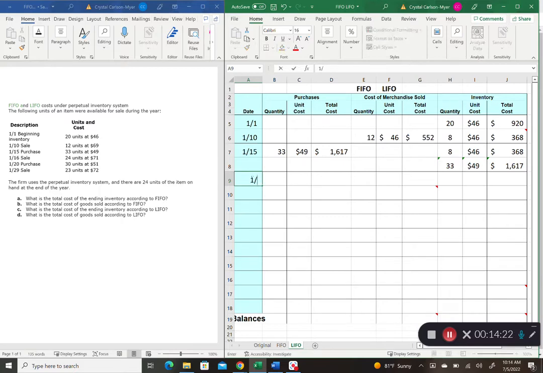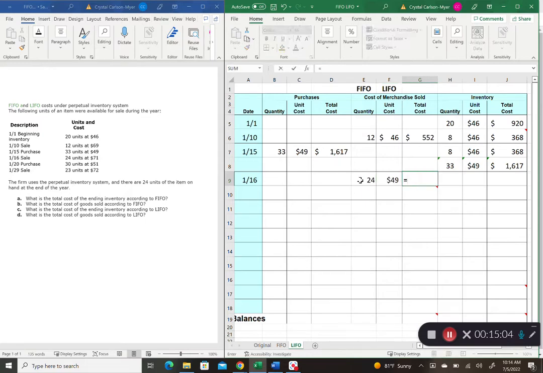All right, so let's go ahead and record this sale on January 16th. According to LIFO, again, last in, first out. On the 16th, I sold 24 units. I have enough of these last units to absorb all of those 24 units. So I still have 8 units remaining at $46 and I have 33 units at $49. Last in, first out means I'm going to sell these $49 units before I get into this $46 cost layer. I only sold 24 units on the 16th, so all of these 24 units can come out of this $49 cost layer. So I'm going to go ahead and put that in here.